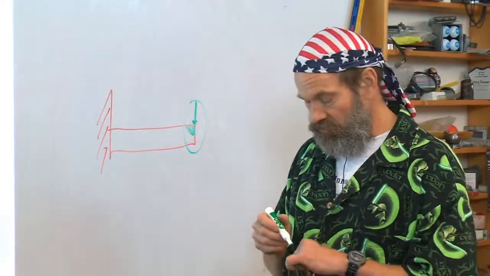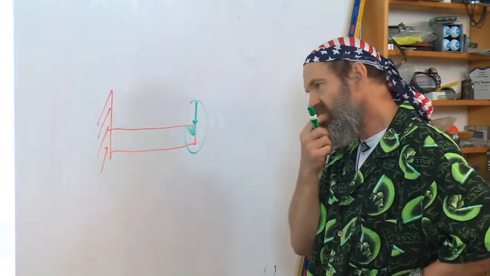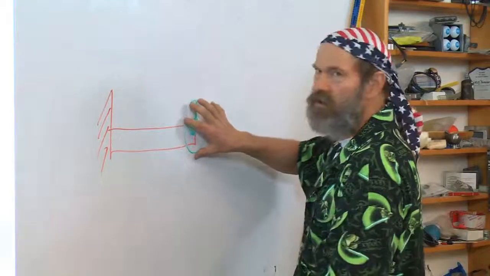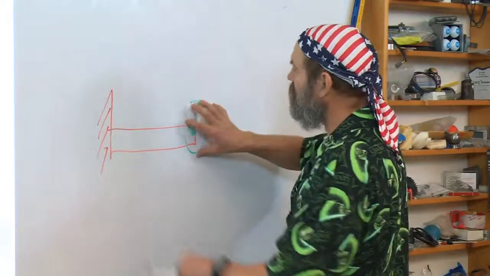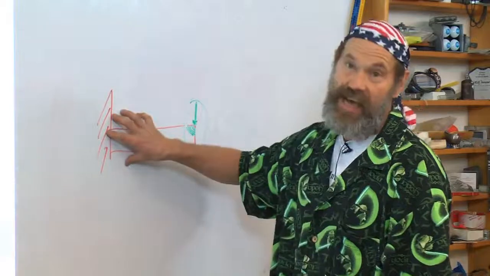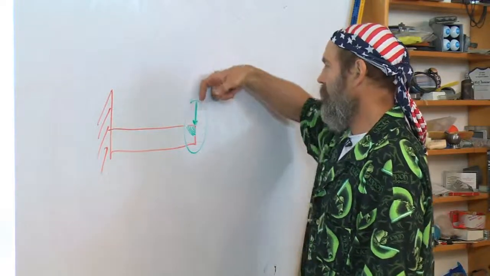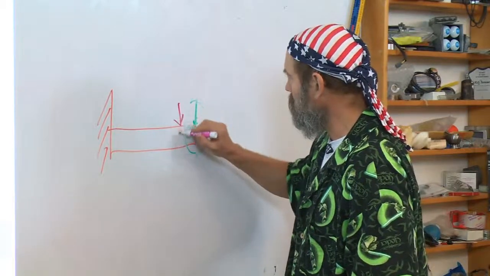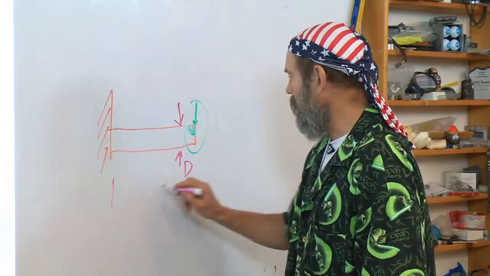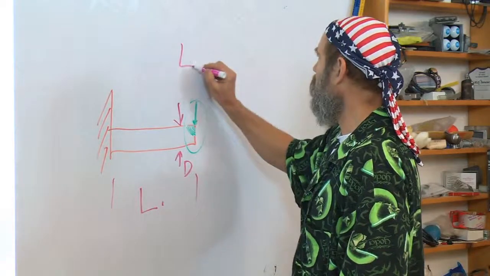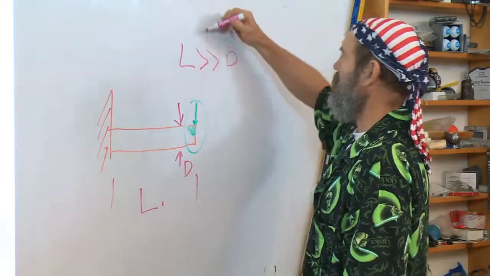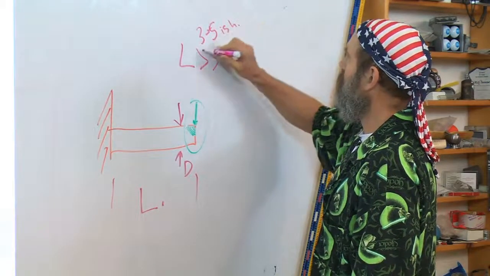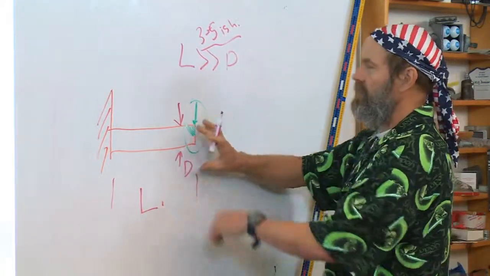So Barry said, if you are a long way away from where the action is, you can forget about what's happening here and just focus on the action. In other words, what is a long way? Well, if this is D and this is L, if L is a lot greater than D, like 3 to 5-ish, you can forget about what's happening here and focus back here.